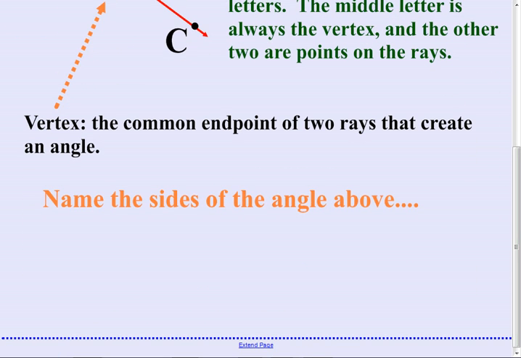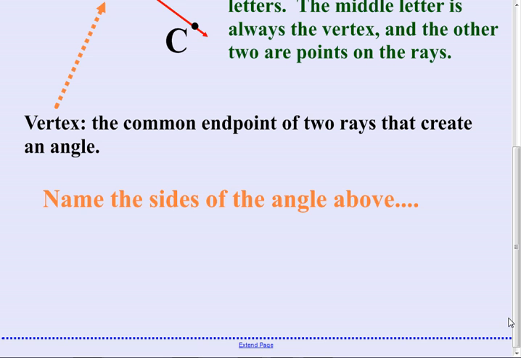So name the size of the angle below. I don't see an angle below. So let me get my packet here. Is that the right part? No, there it is. It says above. Oh, I can read. I'm a little dyslexic.